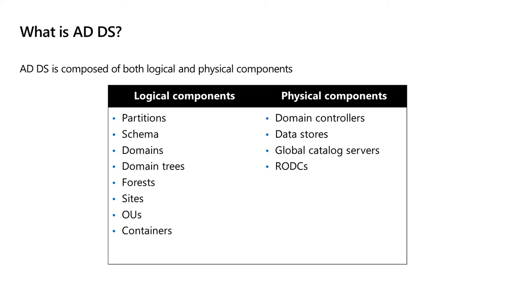Then we have sites, organizational units and some containers. Basically, organizational units simplify your group policy implementations as well as make your infrastructure easy to manage, with the help of specific permissions and specific configuration settings. We will discuss this in more detail. It's just like organizing your files in folders. The same way, the organizational unit simplifies your day-to-day administrative activities in Active Directory.